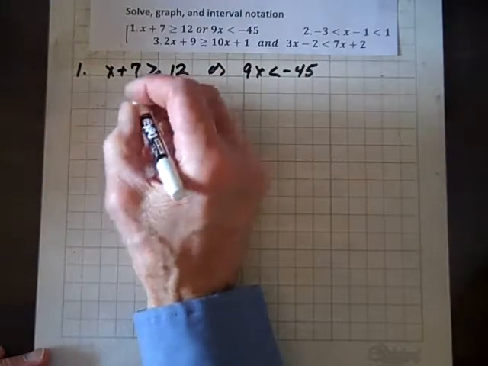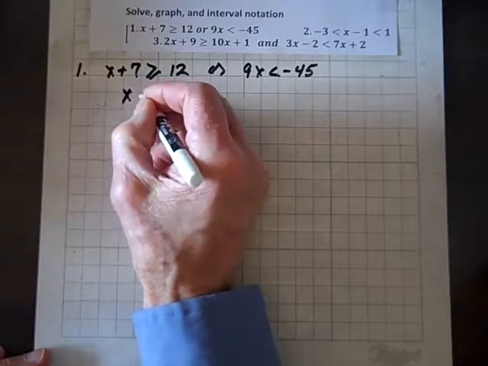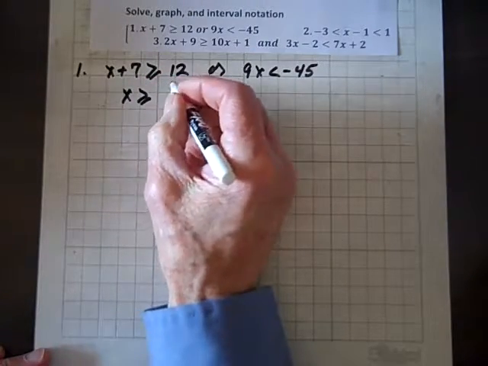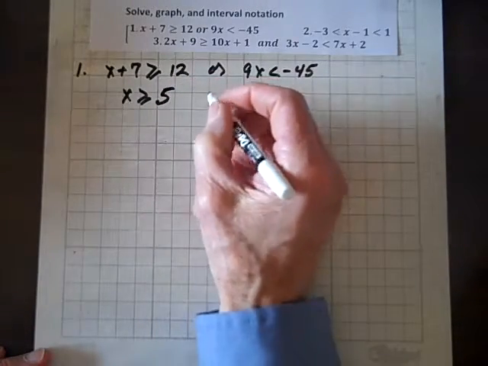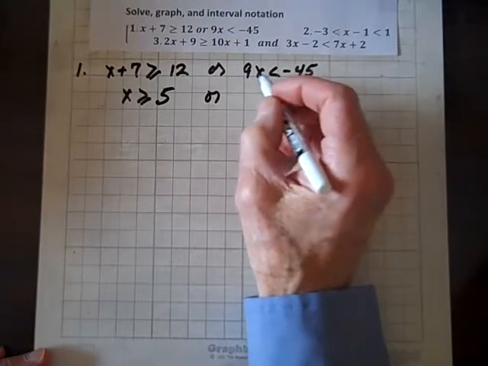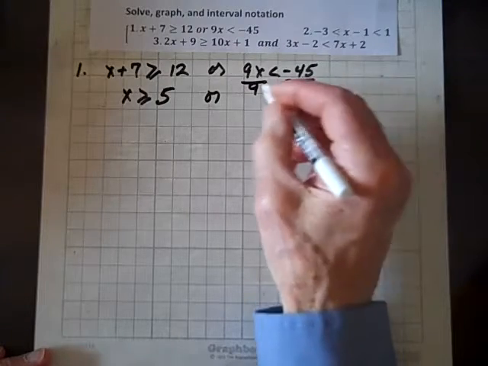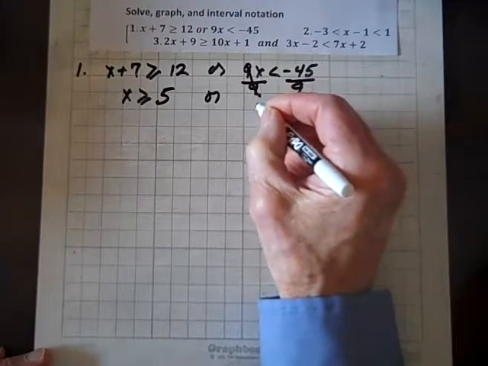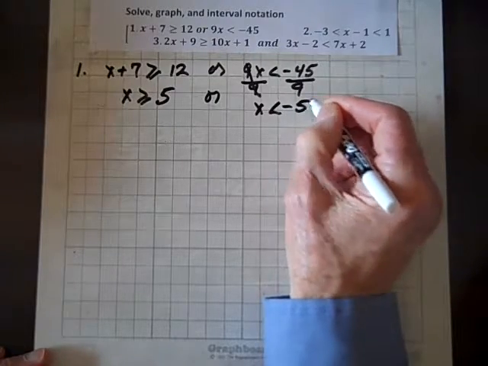And so let's deal with this one first, and we'll subtract 7 from both sides to isolate x. And 12 minus 7 is 5. Or, and now for this one we'll just divide both sides by 9. And so the 9's divide out here and we get x is less than negative 5.